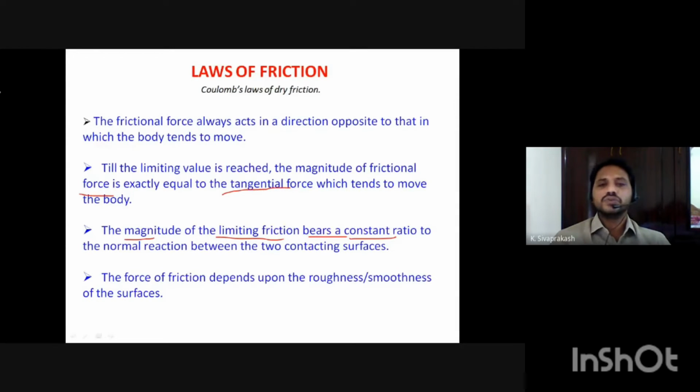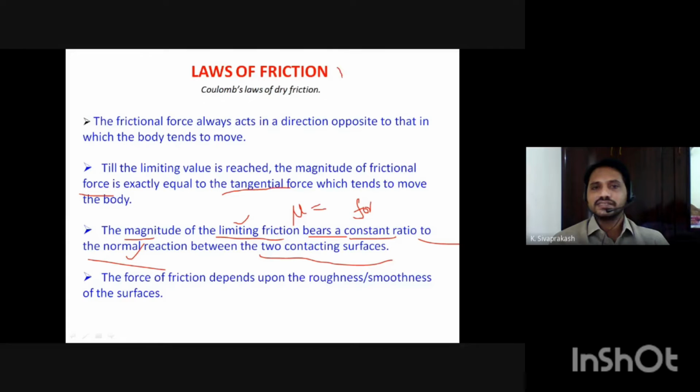Here, the coefficient of friction means the ratio of the limiting friction to the normal reaction. That constant ratio of the limiting friction to normal reaction is maintained between the two contact surfaces, so this value is always the same for the two contact surfaces. Suppose you are taking two materials, this is one material and this is another material.